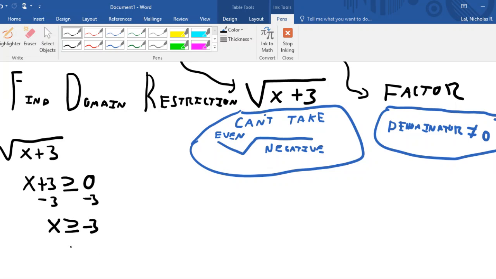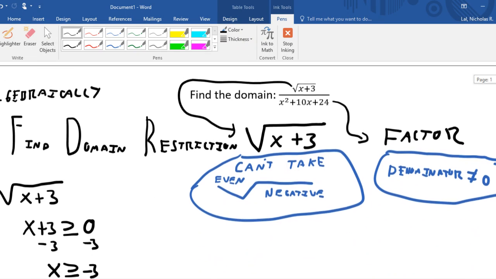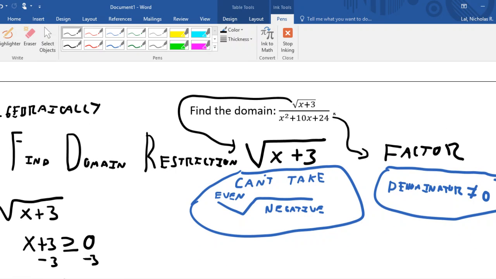Okay, x is greater than or equal to -3. Okay, so that's one restriction. So that's restriction 1. X has to be greater than or equal to -3. So that's a restriction, because that means if x is any value that's less than -3, x cannot be that. So x is restricted. Let's look at our other restrictions. Let's first also factor x squared plus 10x plus 24. What would this factor into?